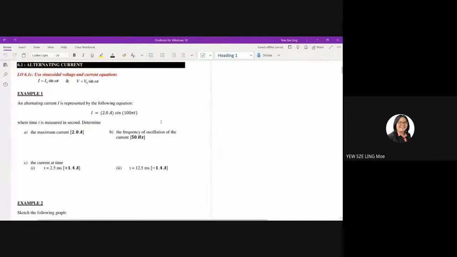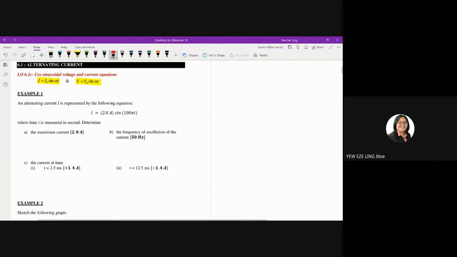So chapter 6, alternating currents. 6.1c. In this chapter, the first thing that we're going to look at is how to use the sinusoidal voltage and current equations, which are these two equations: I equals I naught sine omega t, and V equals V naught sine omega t. When it comes to these two equations, there are two types of questions that can be asked.